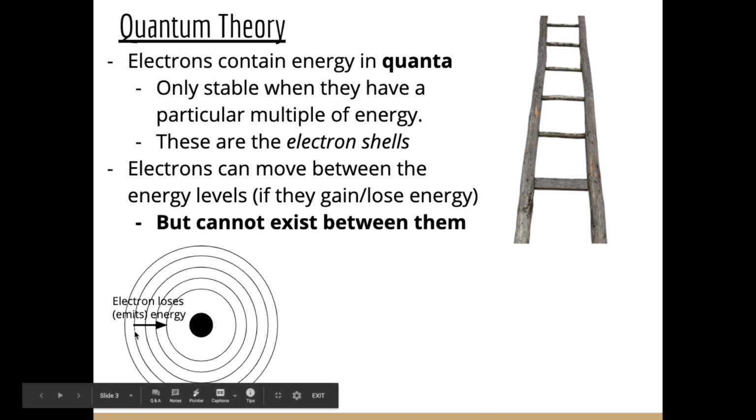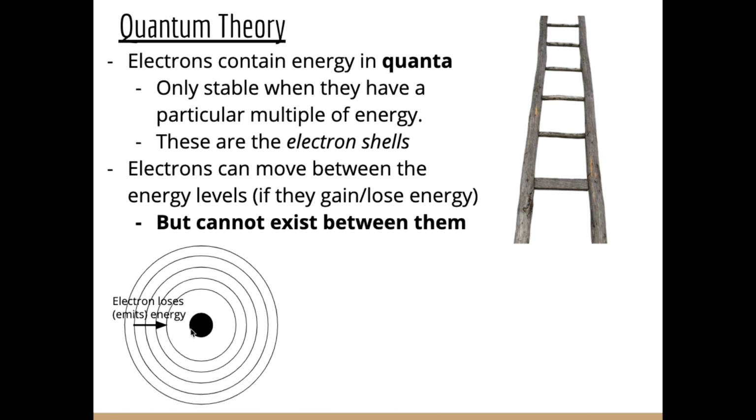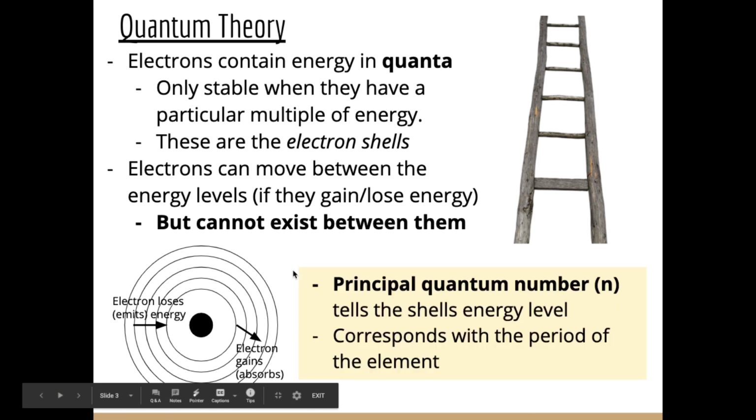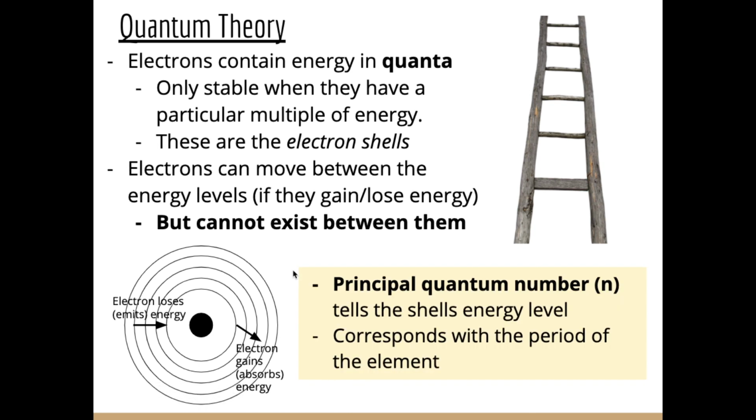That's what we said just before with the whiteboard. If we go in a shell closer to the nucleus, we will lose energy because these shells that are closer to the nucleus have lower energy because they're more stabilized by the positive charge of the protons in the nucleus. And conversely, we can gain or absorb energy and move up in our principal quantum levels. So our principal quantum number tells the shell's energy level, corresponds with the period of the element.